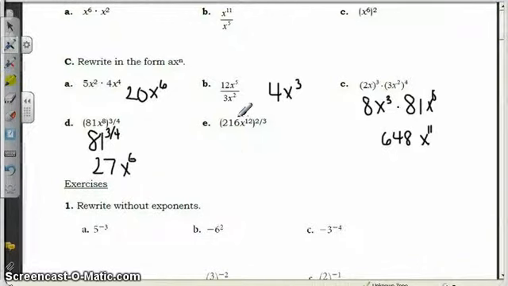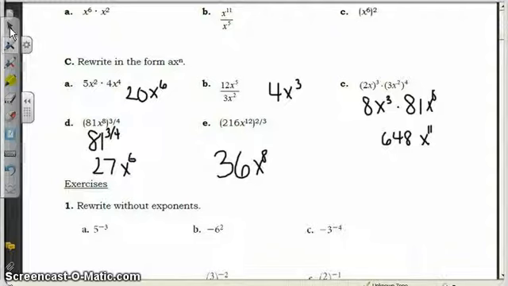Over here I need to do 216 to the power of 2/3, and that is 36. And on my powers, I multiply the exponents. 12 times 2/3, and that is 8. And that does it for the examples.